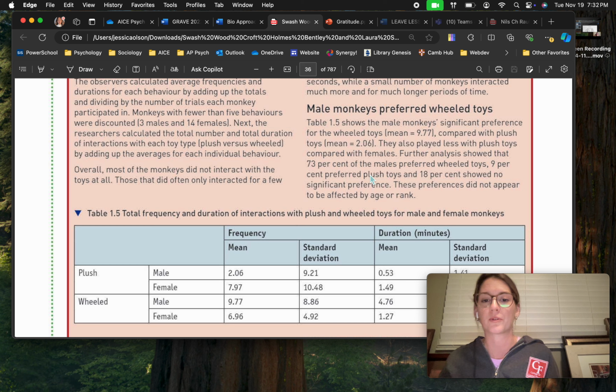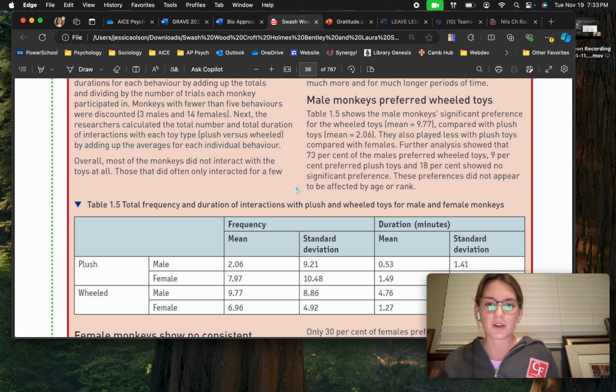And how do they know preference? Because they're looking at how many times and for how long. So they're just looking at those two things. If they had more times interacting with the wheeled toys than plush, then that would add to their preference. If they had longer time with the wheeled toys than the plush toys, that would add to the preference. These preferences did not appear to be affected by age or rank. That was actually important. They looked at whether rank mattered.